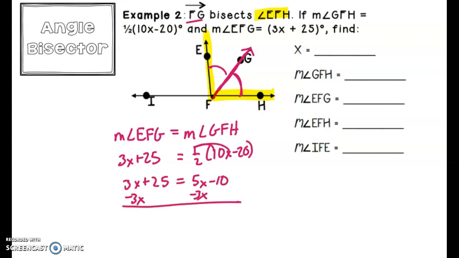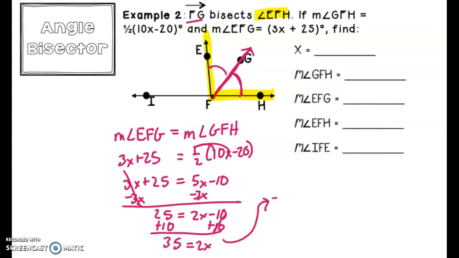This right here is what we're learning in Algebra 1 right now, so you definitely learned it last year. So we get 2x minus 10. Now I'm trying to isolate the variable, which means get x by itself. So I add the 10. I'm going to scoot over here real quick. And to get x alone, I divide by 2, and so I get 17.5.